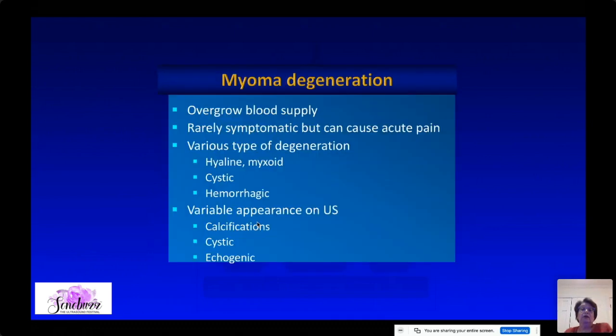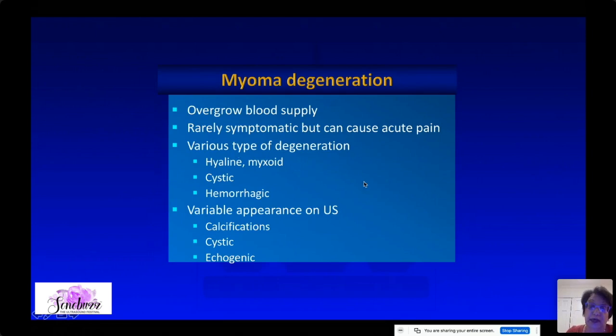Now, what happens? They can have a typical appearance, particularly if you have degeneration. When they overgrow their blood supplies, they can have various types of degeneration: hyaline, myxoid, cystic, or hemorrhagic. They really have a variable appearance on ultrasound. They may have calcifications, that's fine, we see that all the time, but they can be cystic or they can be echogenic. And these are the ones that rarely, but sometimes, cause acute pain.